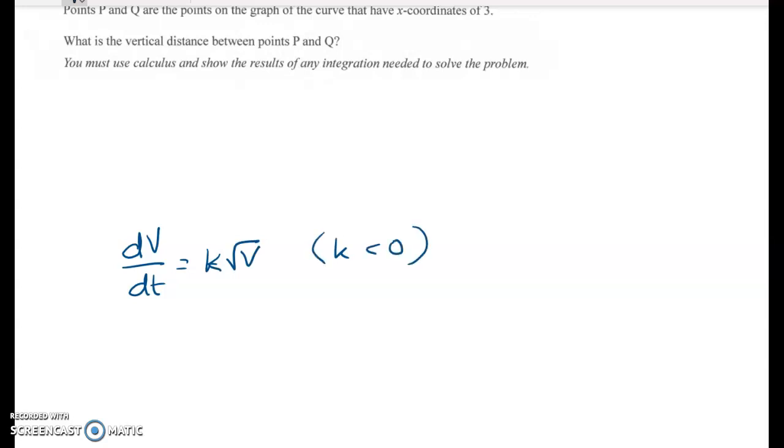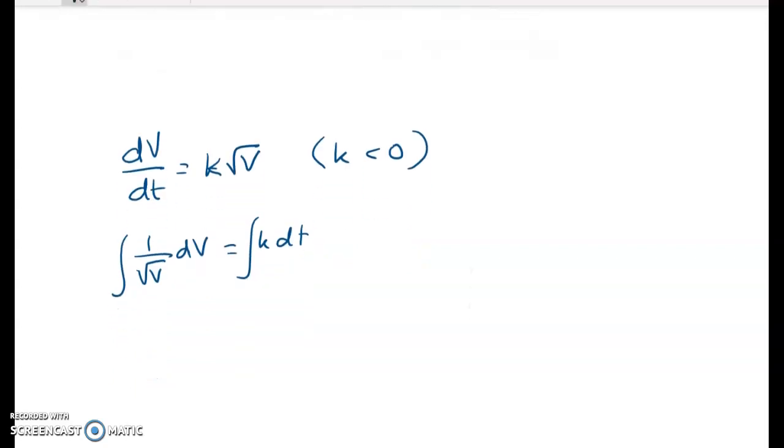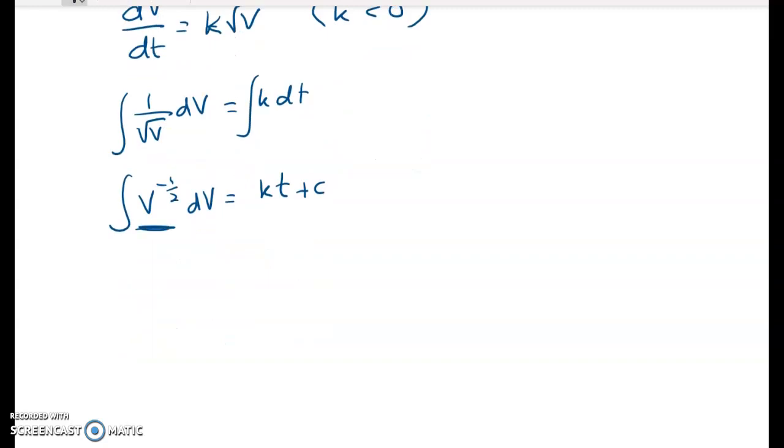So we're going to separate the variables and then integrate both sides. So this is just the usual. So 1 over root V dV is equal to K dt, and integrating both sides is the next step. So here we've got V to the negative half dV is equal to KT plus C. Integrating this gives me V to the power of 1/2 times 2 is equal to KT plus C.